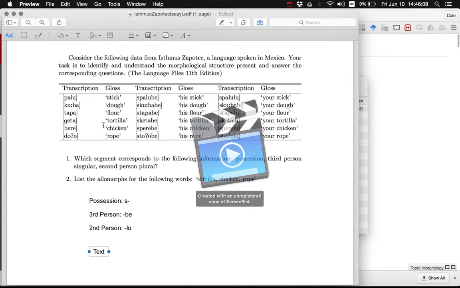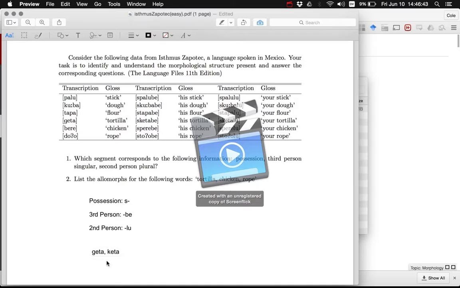So for tortilla, the first form I see is geta, so that's just G-E-T-A. And then one of the other allomorphs I found was keta, that was K-E-T-A. Okay, so again, we may not be sure why the sound changed from a G to a K, but it looks like those are the only forms that tortilla takes. And remember that I don't put in the whole word like skata bay, because we already identified that the S is possession and the B is third person, so it would be incorrect to say that the allomorph is geta and skata bay. It's just geta and keta.